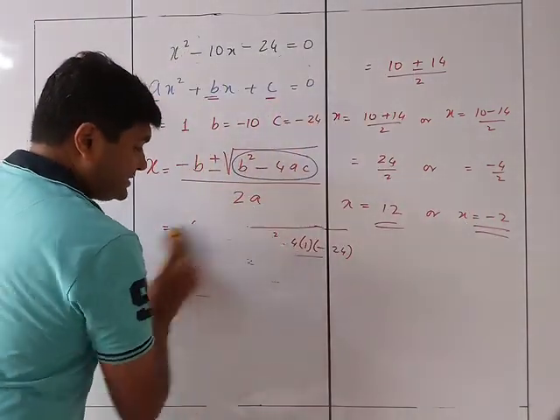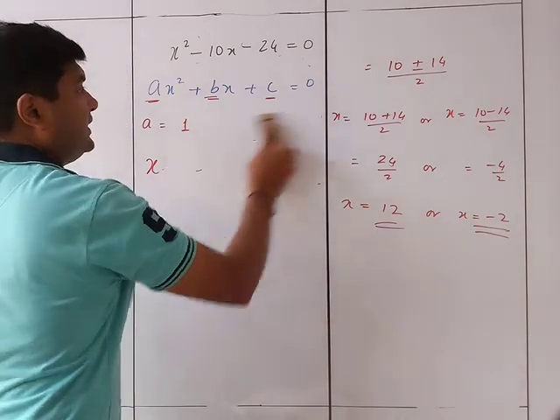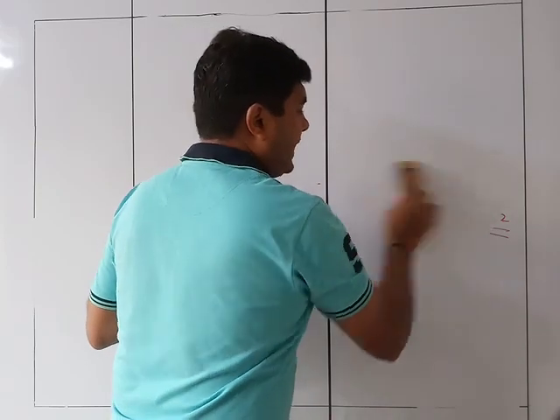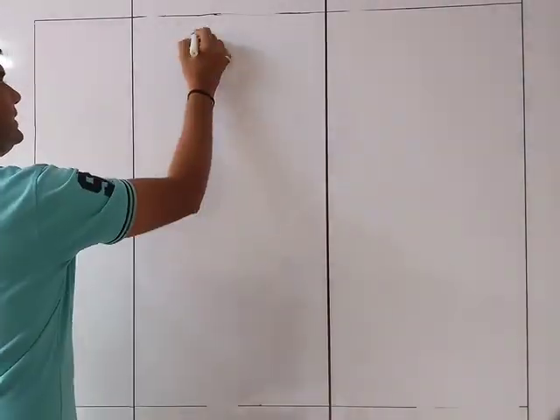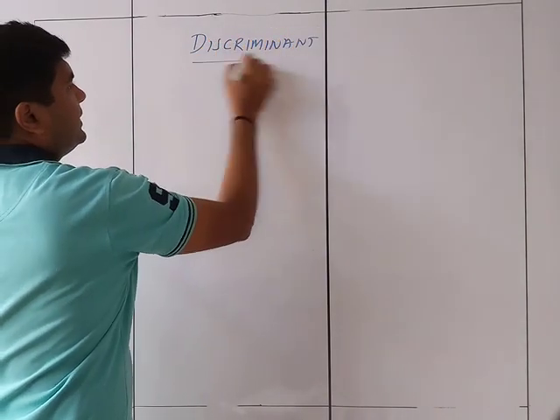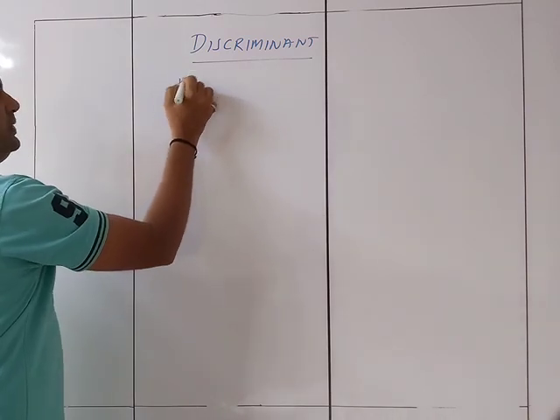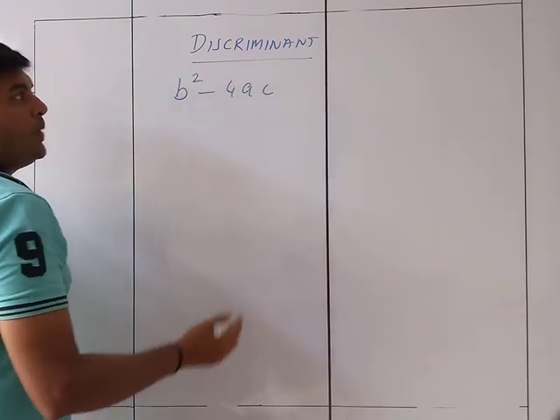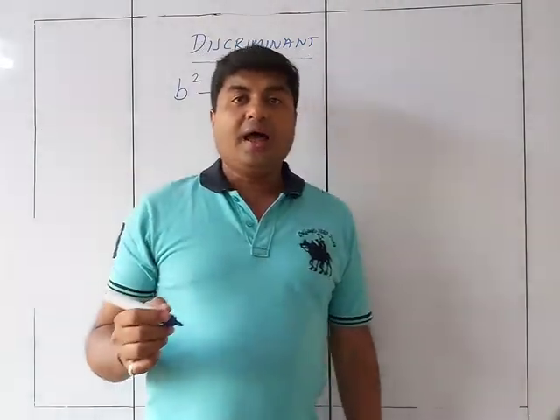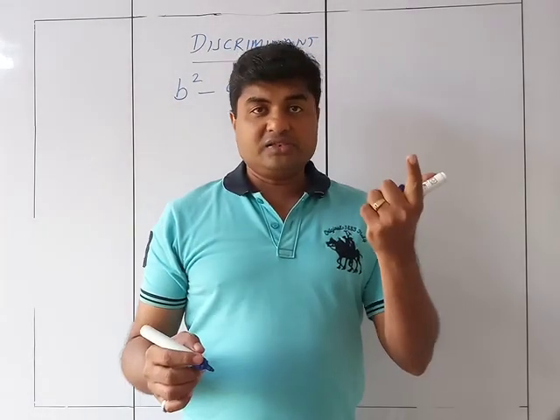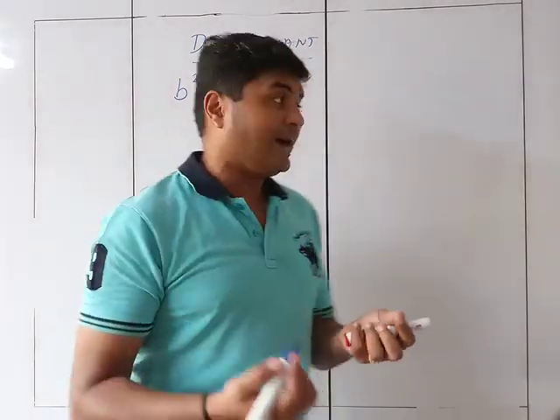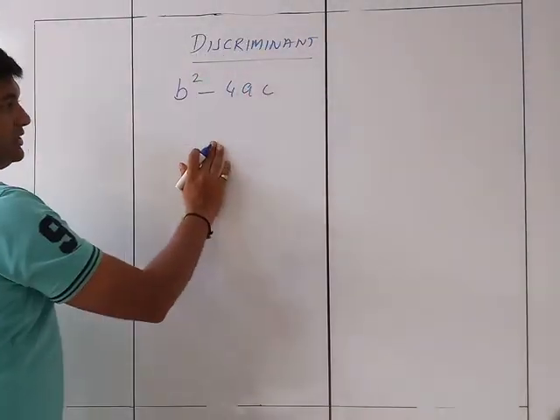Accordingly, we consider the importance of this b square minus 4ac and we call it a discriminant. So a discriminant is nothing but the value of b square minus 4ac. Why is it called a discriminant? Because it can determine the roots of the equation as real numbers, imaginary numbers, equal roots or unequal roots. All these can be done with the help of this b square minus 4ac.